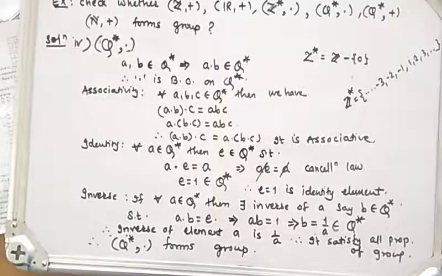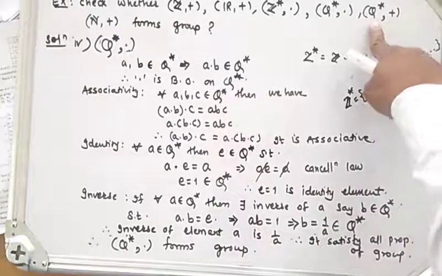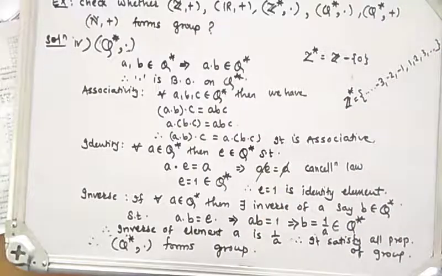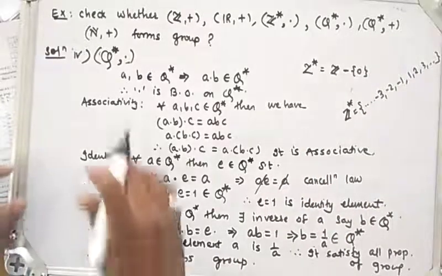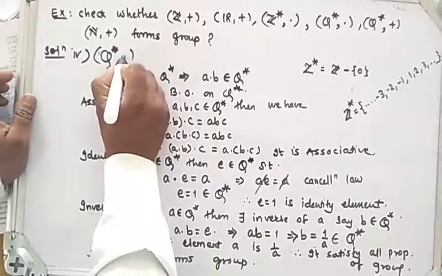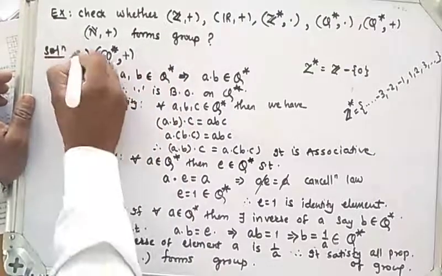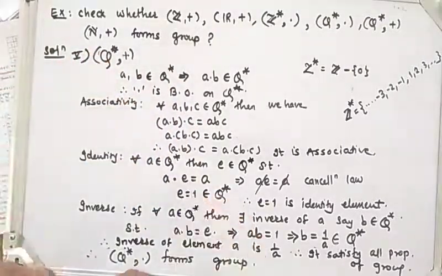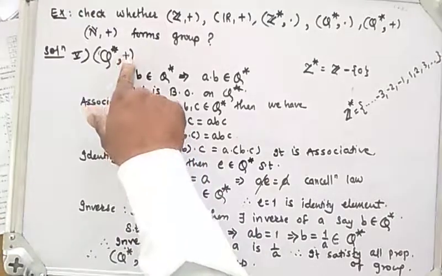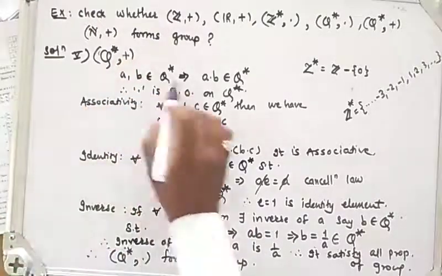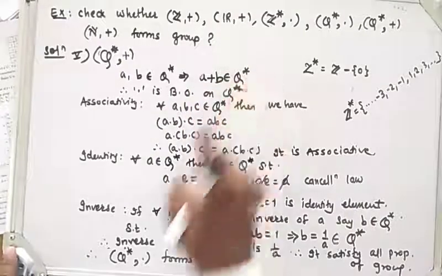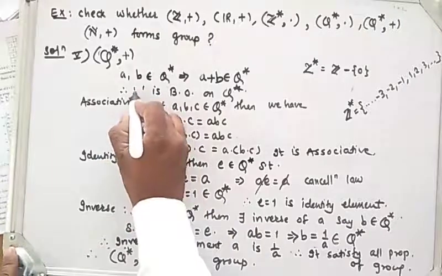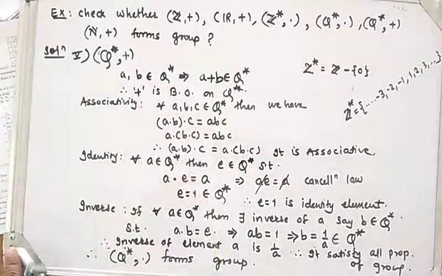Similarly, here check whether Q star under addition forms a group or not. Let's check. So here I will change the operation to addition. So this is the fifth example. If I take the operation addition, then a, b belongs to Q star, and a plus b also belongs to Q star. Therefore the operation addition is a binary operation on Q star.